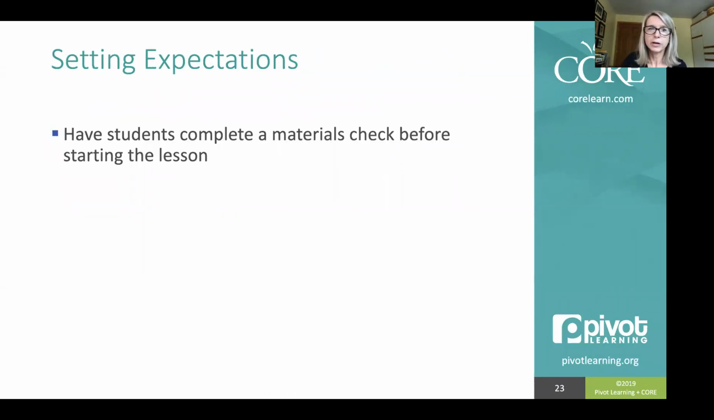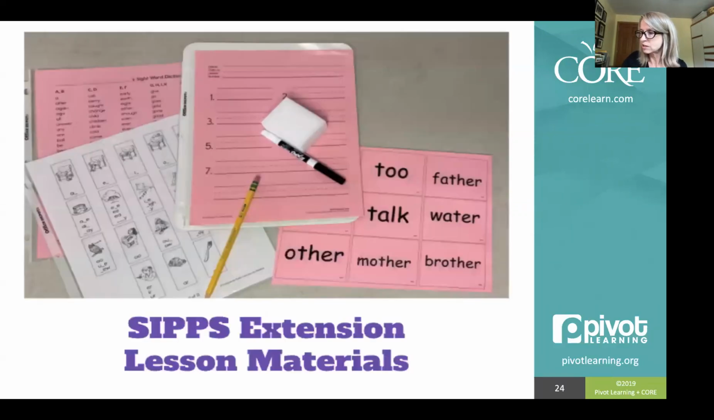Okay, so another way that Margaret sets expectations with her students is she has them complete a materials check before starting the lesson. And what she does is she actually shows them a photo of the materials that they'll need for the lesson. So here's an example from the SIPS lesson that she's working on with a particular group. And you can see that the students will need their guided spelling sheet and a page protector, and they need a dry erase marker, and they'll need the actual little white eraser along with their list of sight words and their sound spelling card list. So she goes through this at the beginning of the lesson and makes sure that students have everything for that particular lesson nearby.